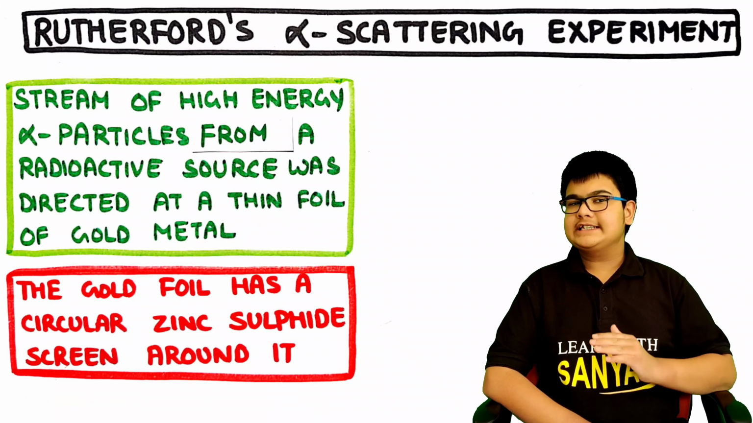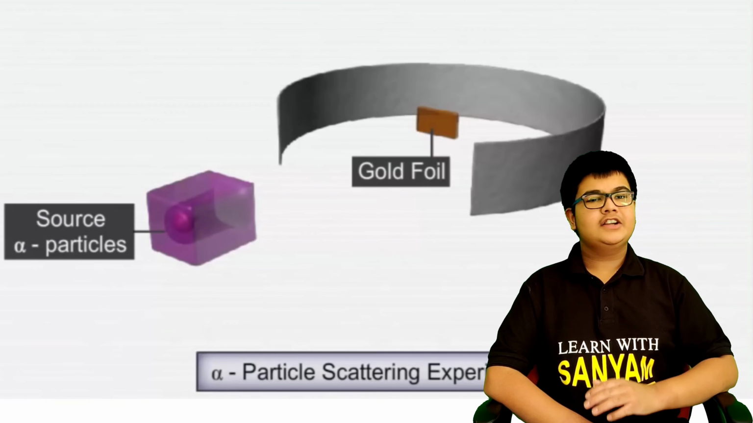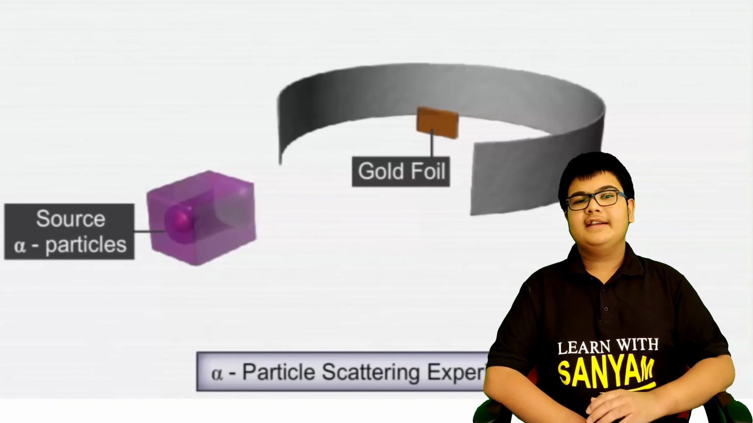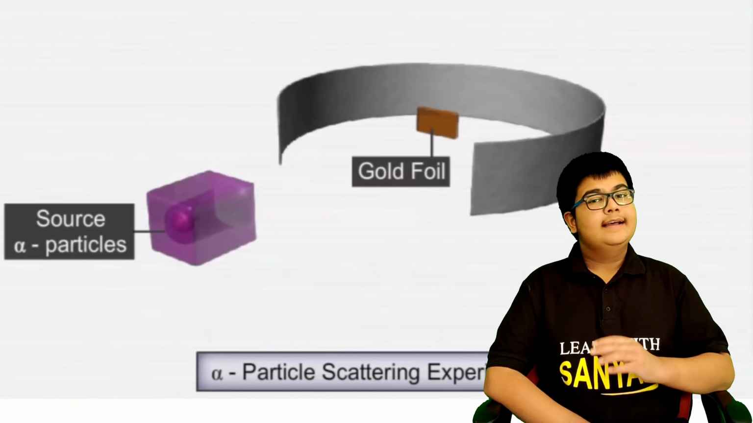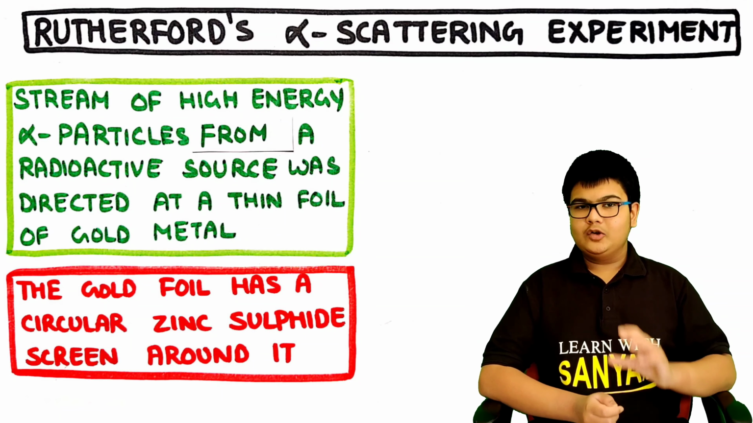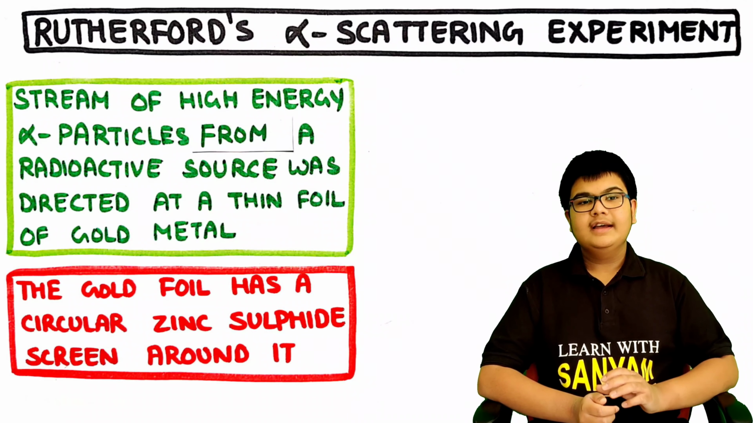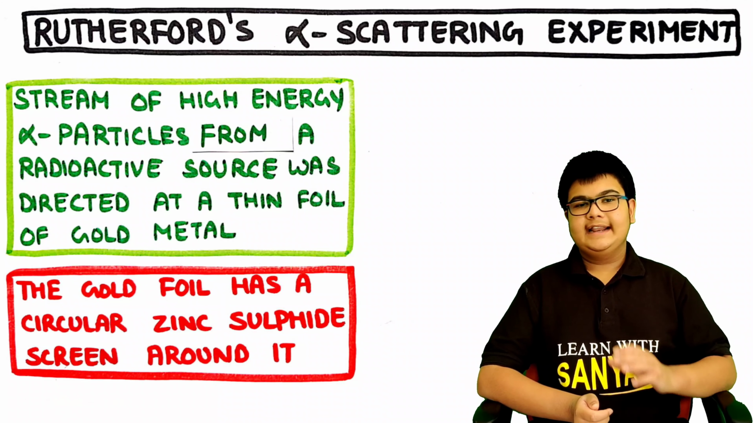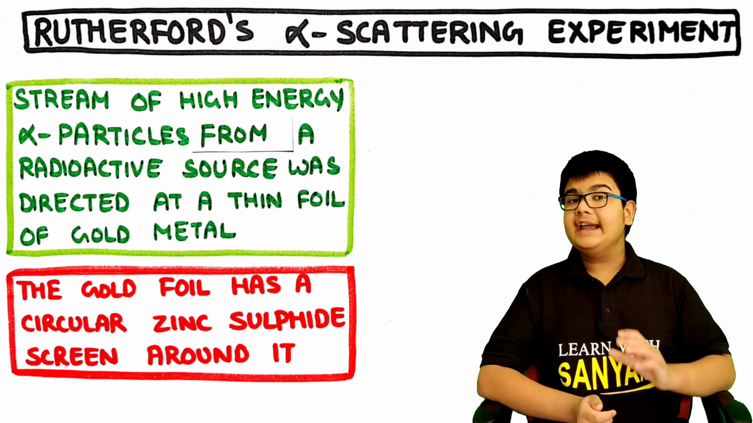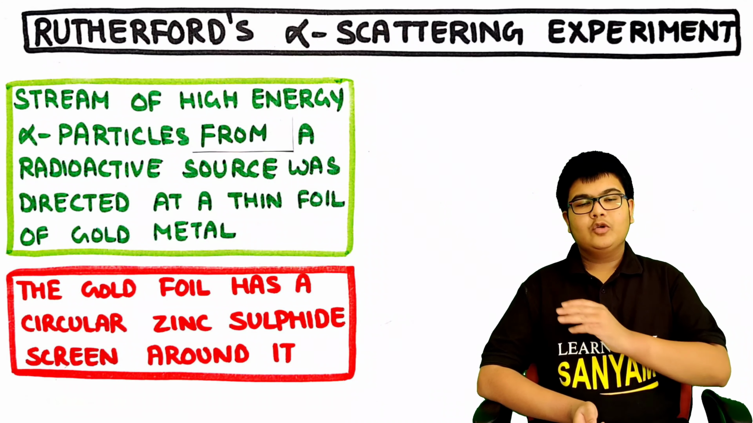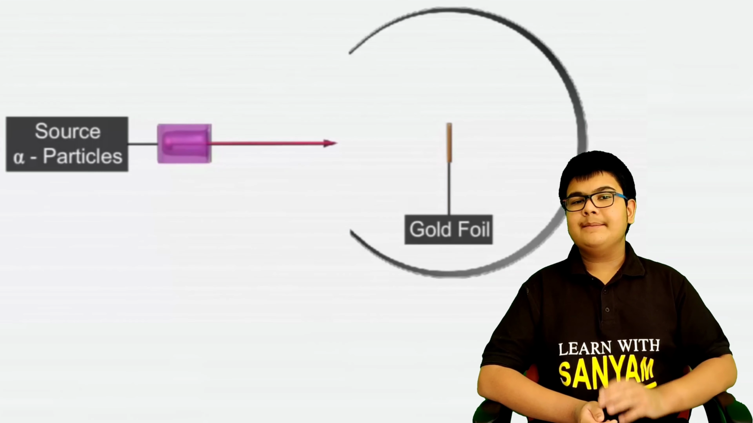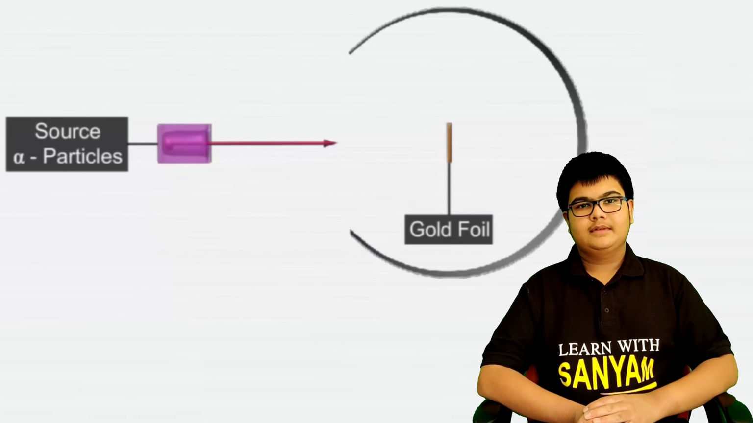So in Rutherford's experiment, a stream of high energy alpha particles from a radioactive source was directed at a thin foil of gold metal. So what Rutherford did was that he took a thin foil of gold and on that foil he directed a stream of very high energy alpha particles from a radioactive source. You can refer to the diagram of the experiment to understand better.